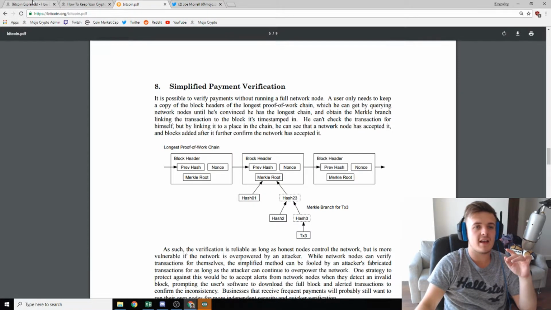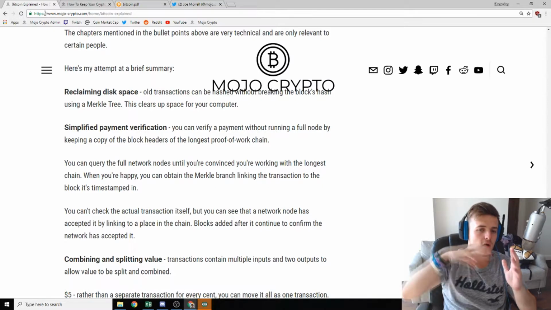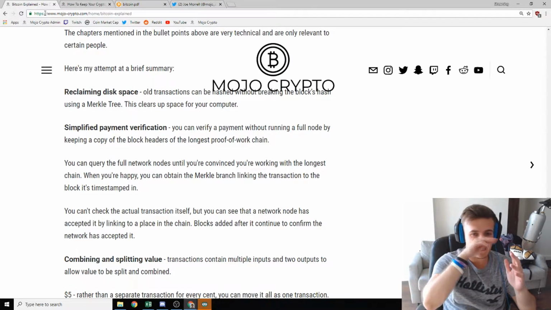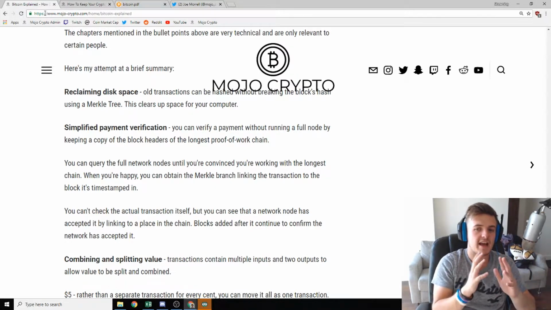But what you can do with that, once you've downloaded all of the block headers of the longest proof of work chain, is query full network nodes. So if I was running a full node, you could basically query me and send my computer a message to check that you're working on the longest chain. So you'll just query it and it'll say, oh yeah, you're working on the longest chain.